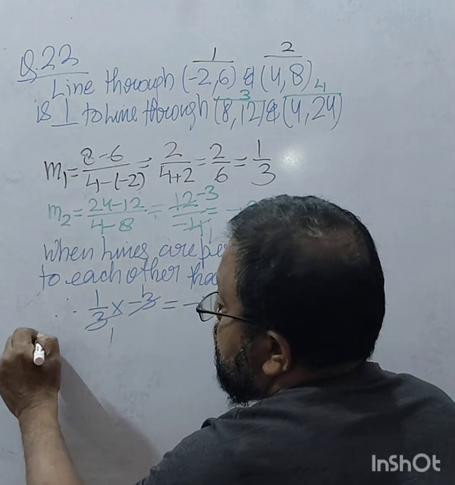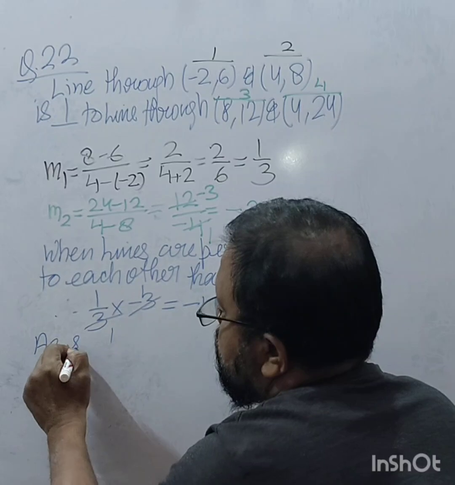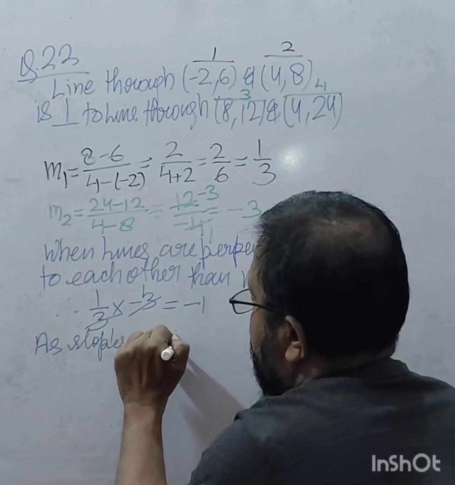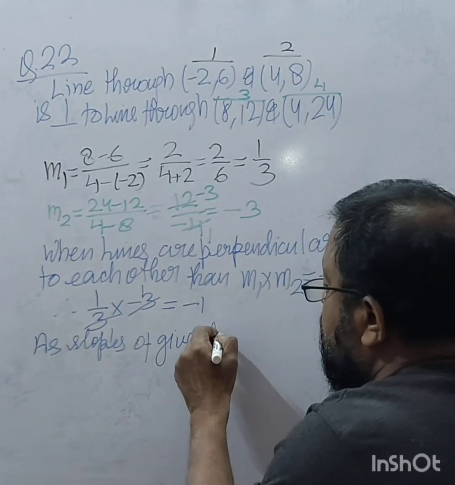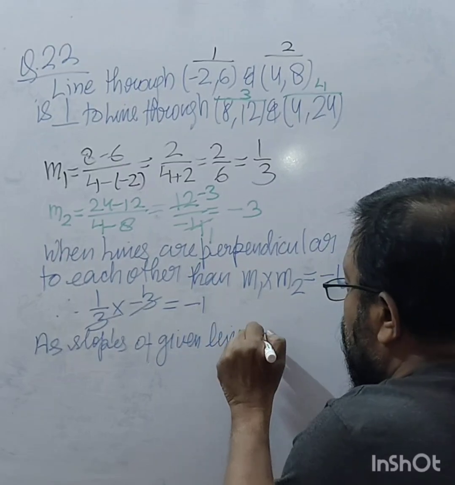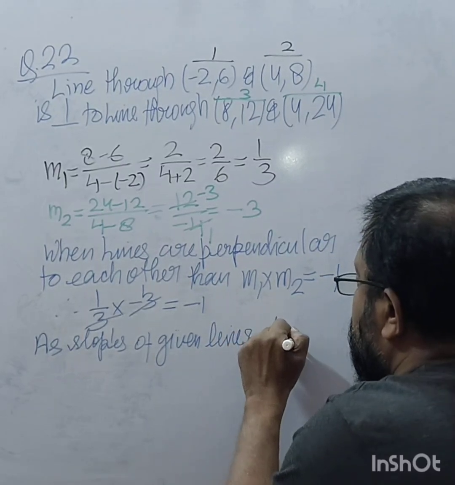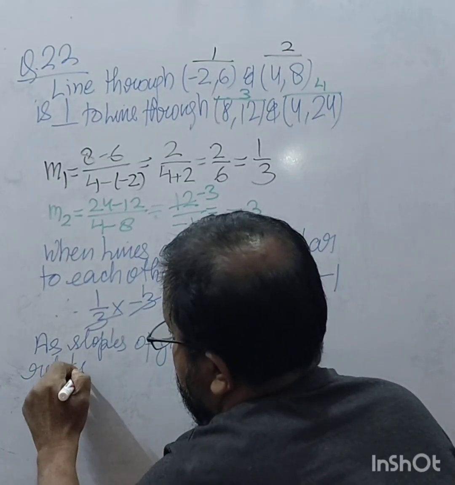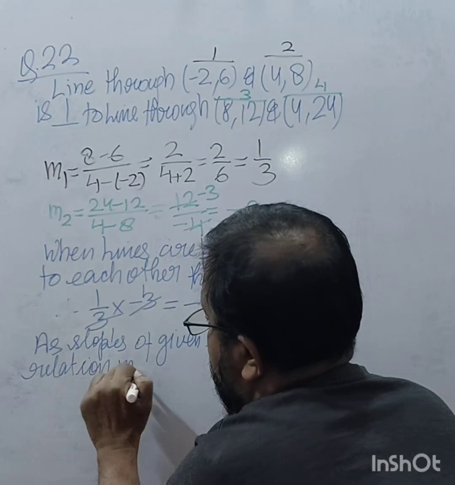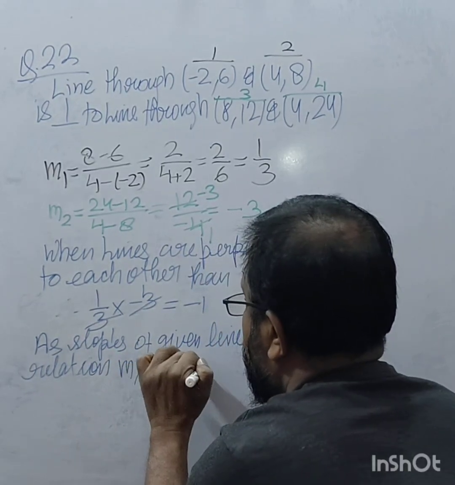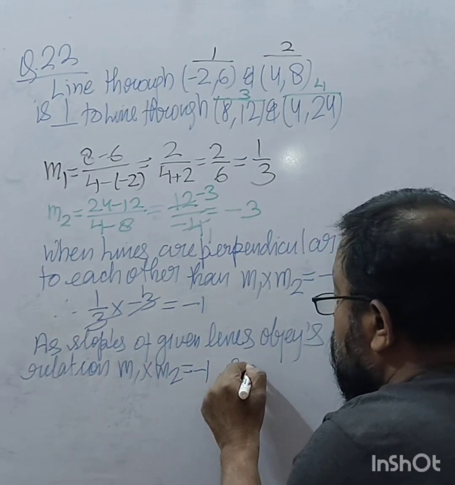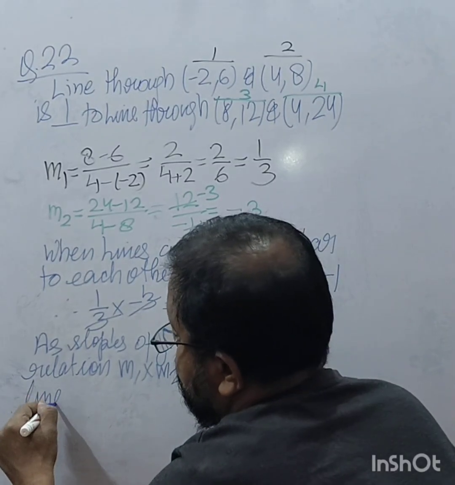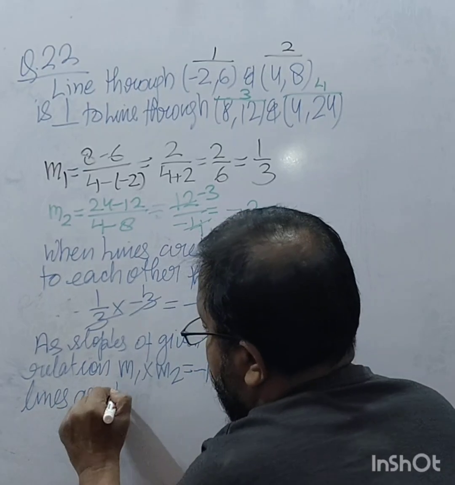As slopes of given lines obey the relation m1 into m2 is equal to minus 1. So given lines are perpendicular.